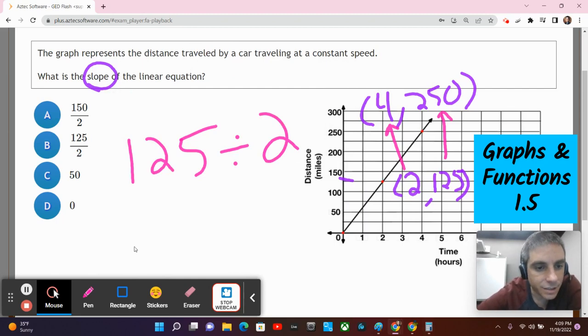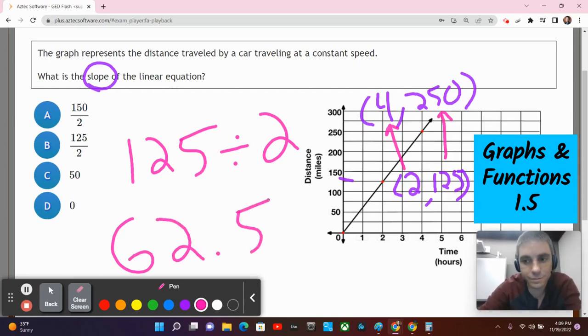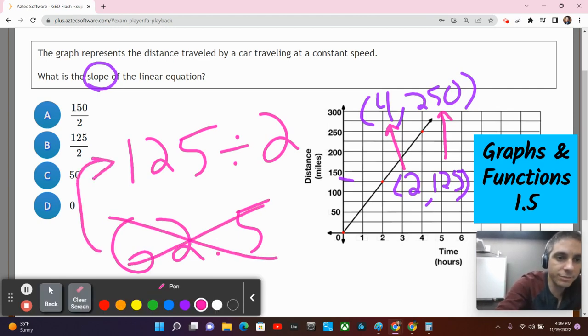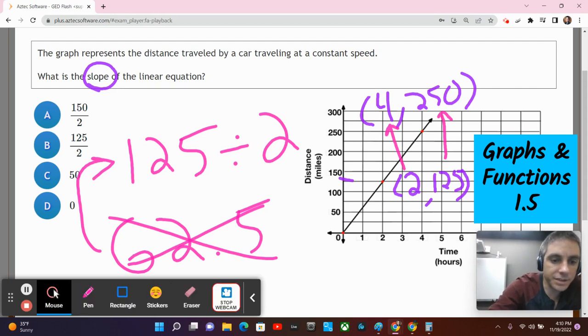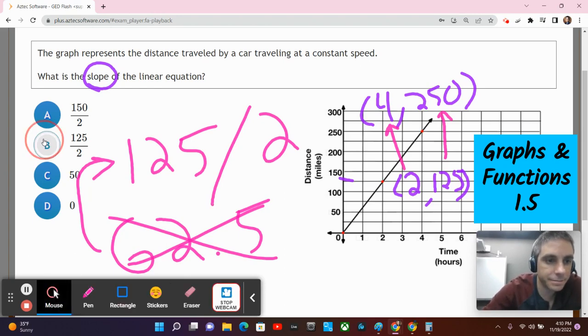Now you'll notice though 62.5 is not one of the answers that they're allowing us to click on. They don't want us to put our answer as a decimal, which I think would be more helpful in everyday life to say I'm going 62 and a half miles an hour. But instead they want us to take a step back and actually go back to where it was before we even did the division. So 125 divided by 2, they just want us to rewrite that as a fraction. 125 over 2. So that answer is B.